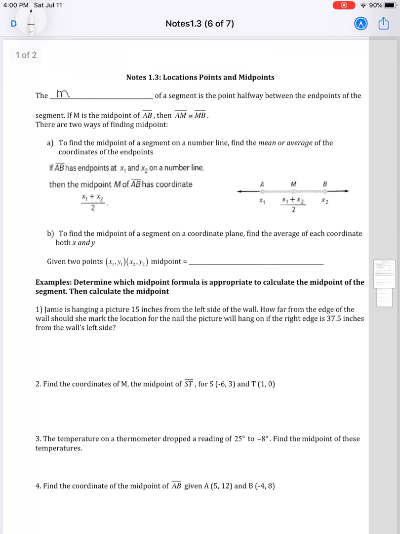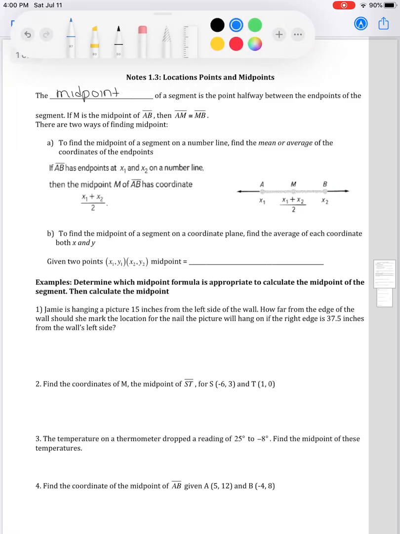So the next section we're going to cover is going to talk about points and midpoints. So first vocabulary word is midpoint. The midpoint of a segment is the point that is halfway, think midpoint, middle, between the endpoints of the segment. If M is the midpoint of AB, then AM is congruent to MB.